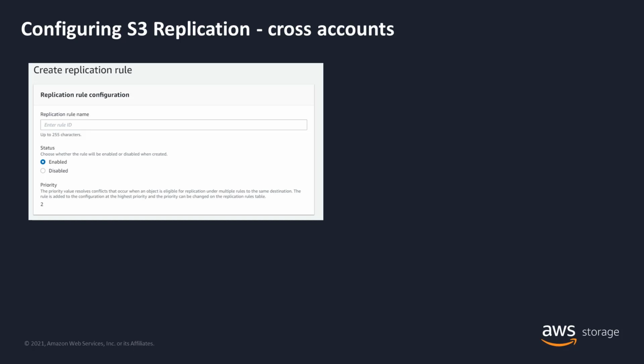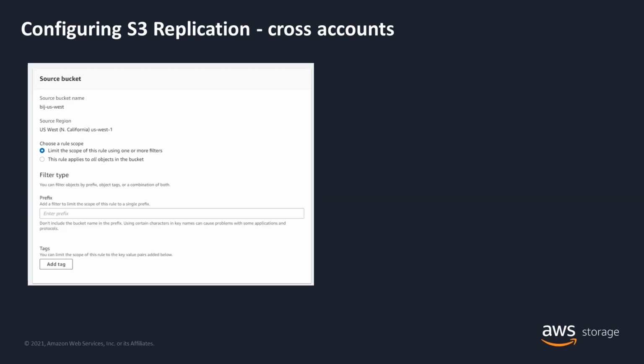On the console, here's what it would look like. You'll browse to your source or primary bucket and click on Management. Scroll down to the Replication section, and you will see an option to create a replication rule. Next, you come to the Create Replication Rule page, and here you first provide the rule name and enable the replication rule.